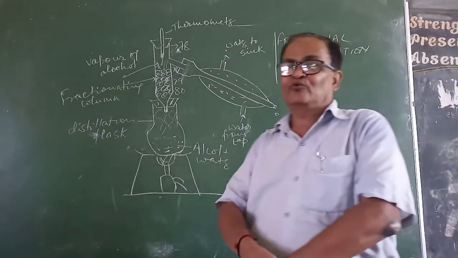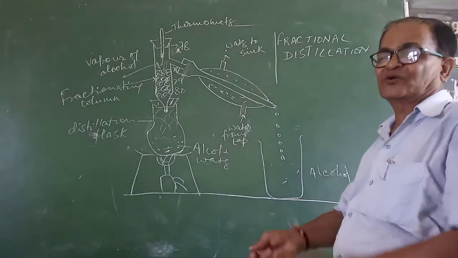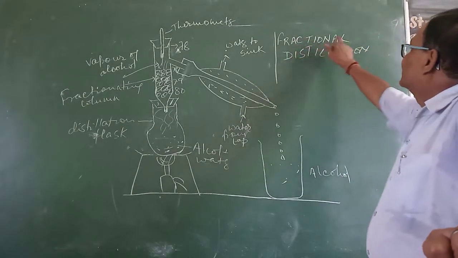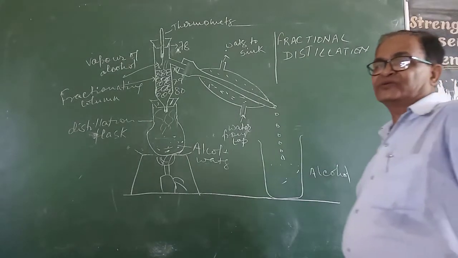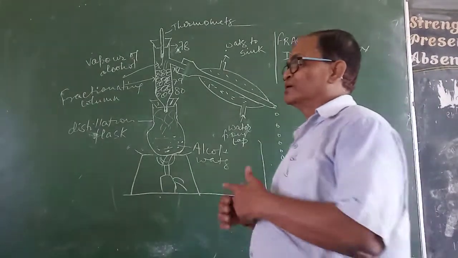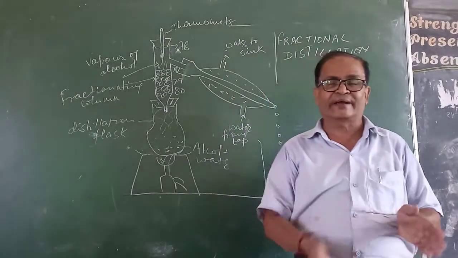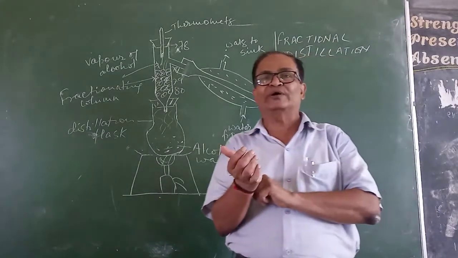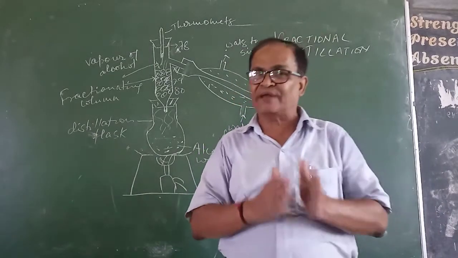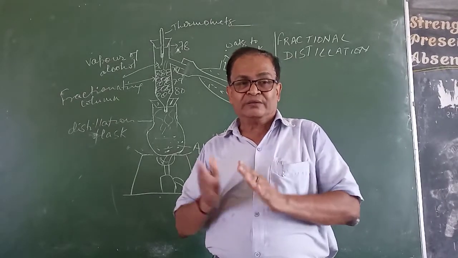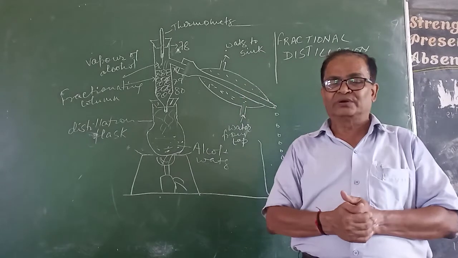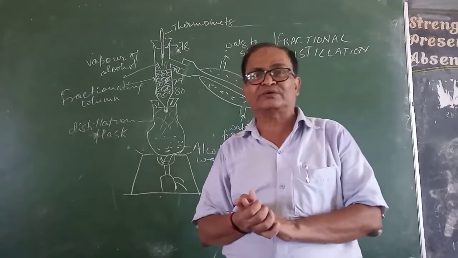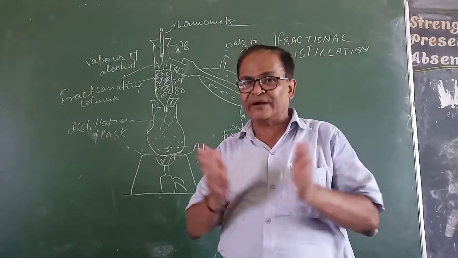Today I am going to discuss a method of separating liquid mixtures called fractional distillation. We know that distillation is the process of conversion of a liquid into vapor and again into liquid. Fractional distillation means the constituents of a mixture are separated in fractions. This method is used for the separation of constituents of miscible liquids having different boiling points.